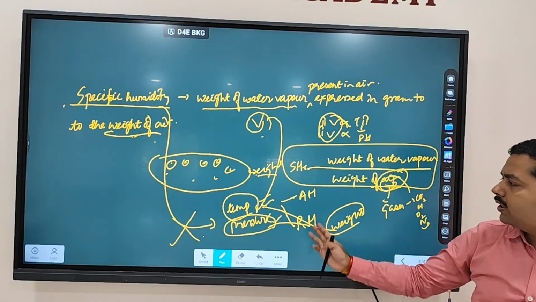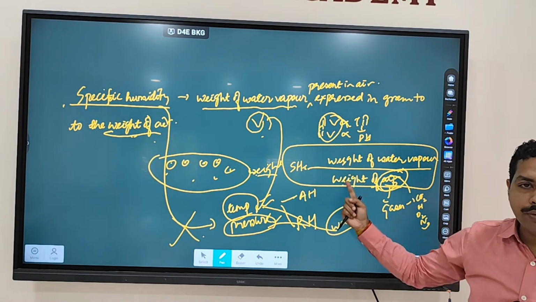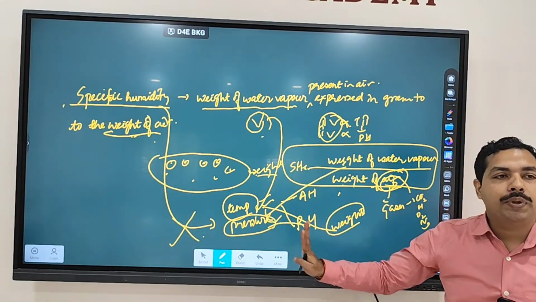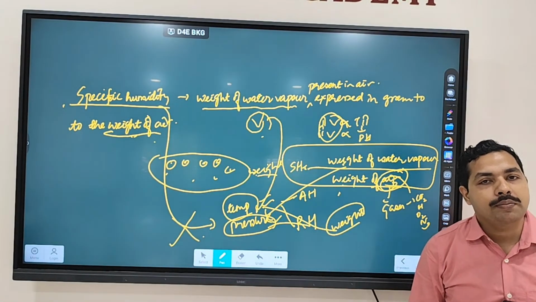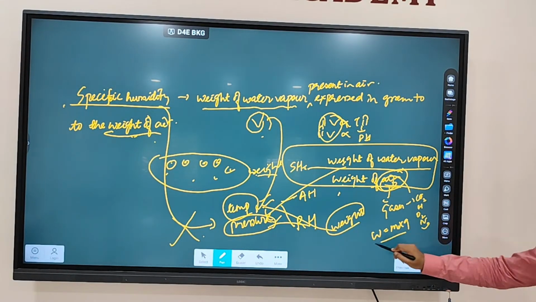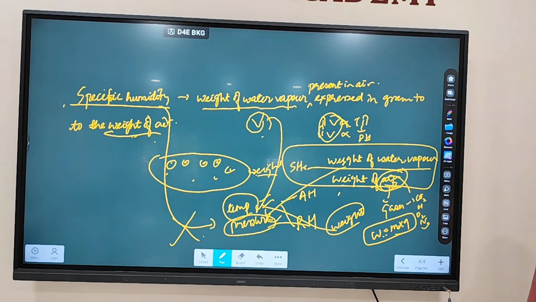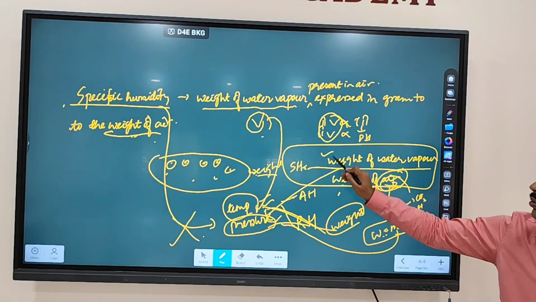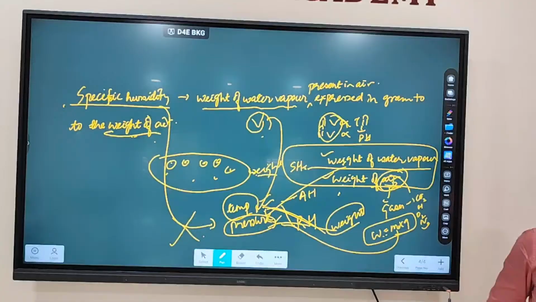So temperature and pressure were affecting the volume, and that's why absolute humidity and relative humidity were changing. But here we are not taking volume. Here we are taking weight. And weight is independent of variation in temperature and pressure. How do you calculate weight? Weight is mass into gravity. There's no temperature component, there's no pressure component. So weight is not going to vary with temperature and pressure.